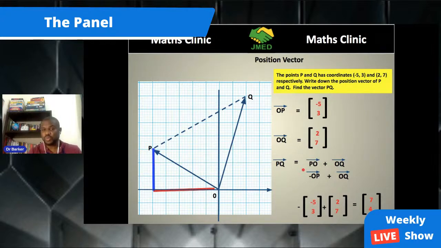The reason why we need to do it, we do not have anything for PO, but we know OP. That allows us to make this substitution here. Minus OP. Remember that OP is minus 5, 3. So I put a negative sign in front of it.